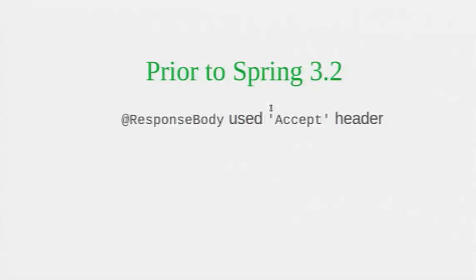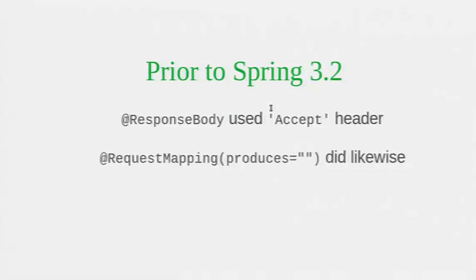Content negotiation strategies. So this one should be relatively straightforward to understand. Before Spring 3.2, essentially if you used response body, or request mapping produces for mapping purposes, that worked off of the accept header. That was content negotiation, because the assumption is in RESTful scenarios, the accept header is what drives content negotiation.